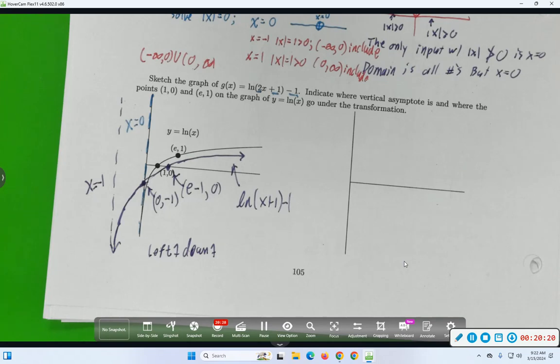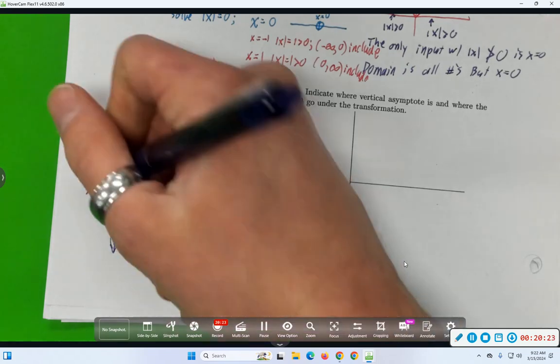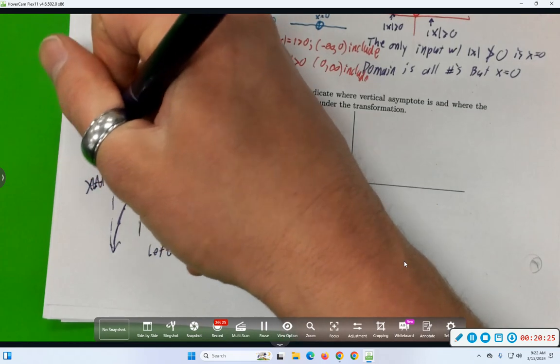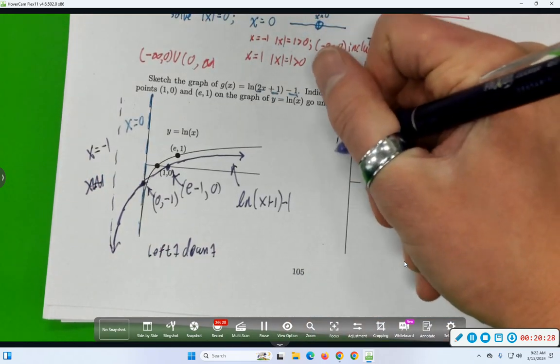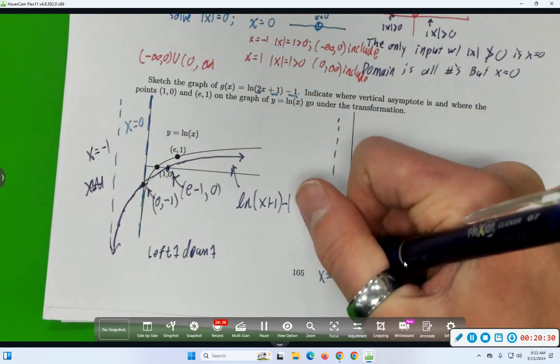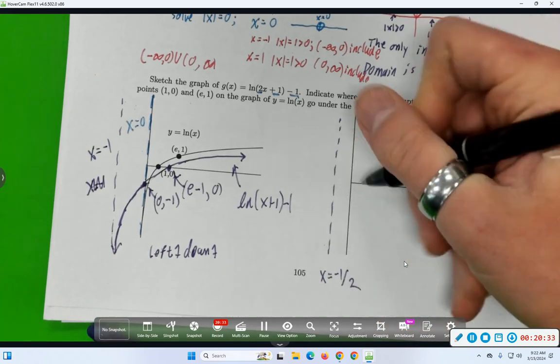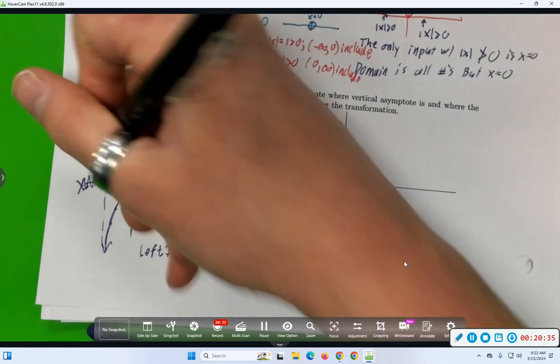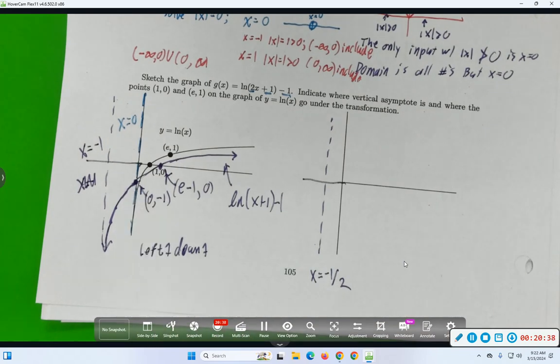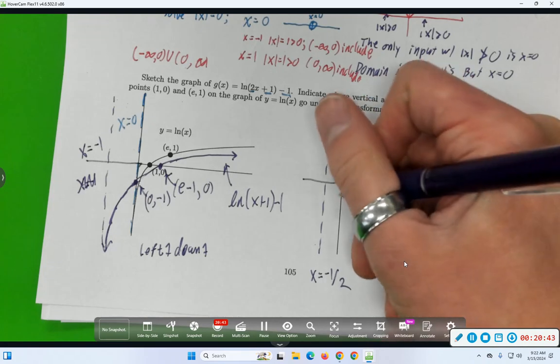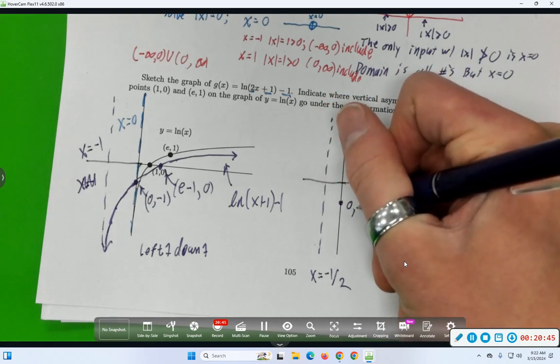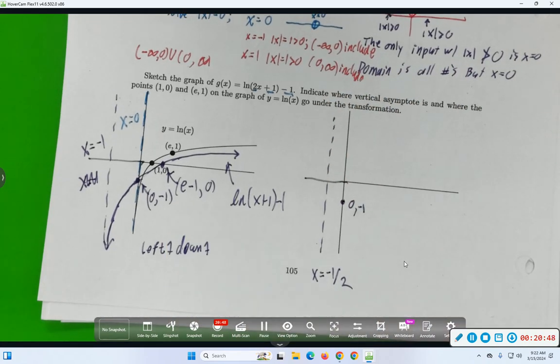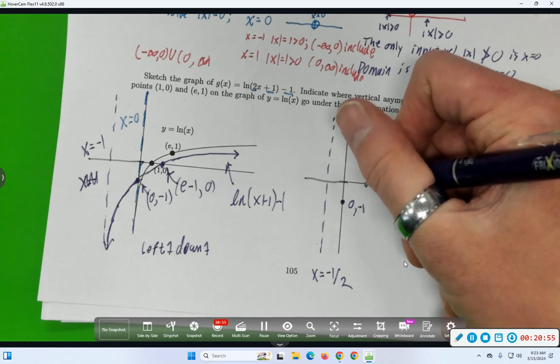Negative 1 half. And that's a really bad looking negative 1. X equals negative 1. Alright, so x equals negative 1 half. Let's extend that x-axis so it goes far enough. That point there at 0, negative 1, where will it go? Stay put. Y-intercept doesn't change when you do this. E minus 1, comma 0. E minus 1 divided by 2. Cool.